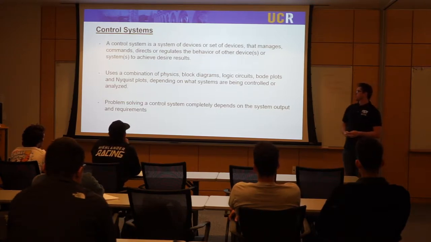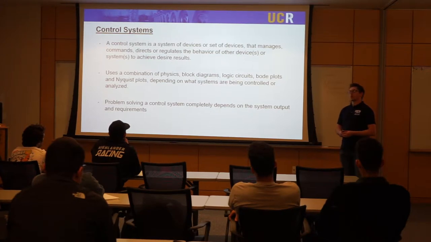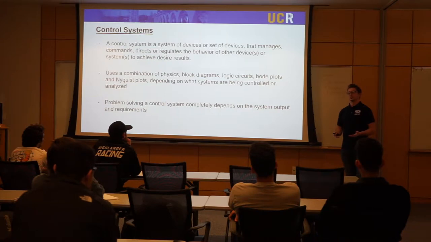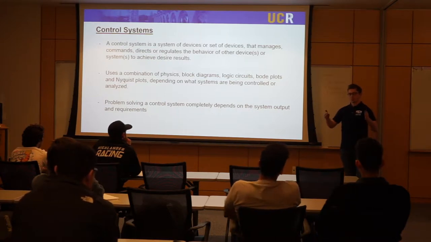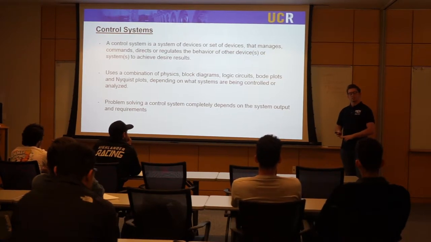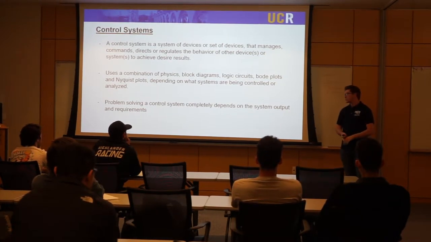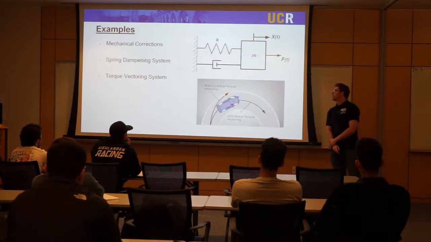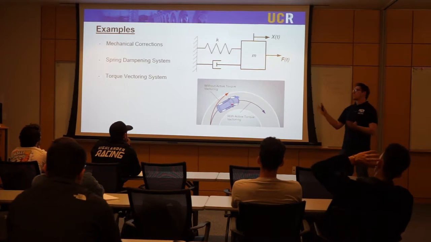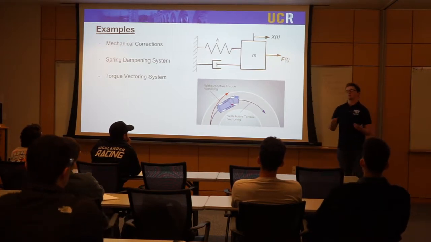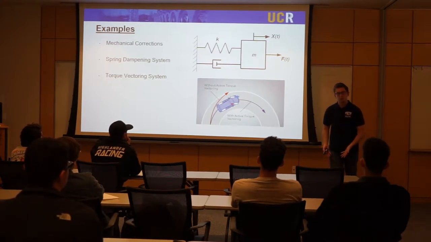Problem solving a control system completely depends on the system's output and requirements. So your physics problem is going to change if you're talking about air intake versus the physics of the car just by position. Because one has to deal with a lot of fluids, the other just has to deal with gravity. It's as simple as that. Know what you're dealing with when it comes to any kind of system. So, a couple of examples. I wrote mechanical corrections. It's kind of a way of saying biomechanical. Your body, for example, if you're falling forward, your right leg or your left leg will catch you.